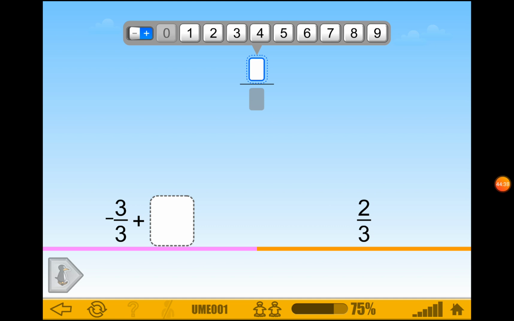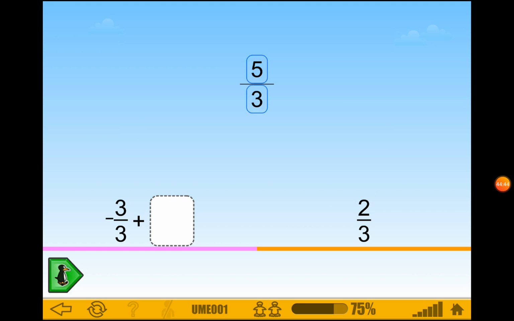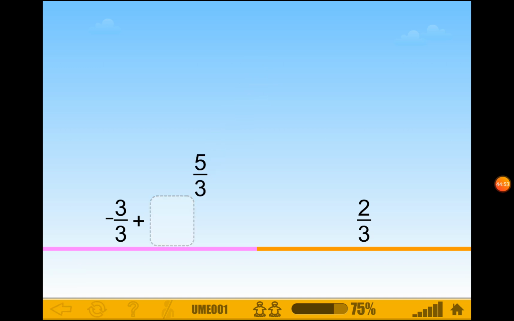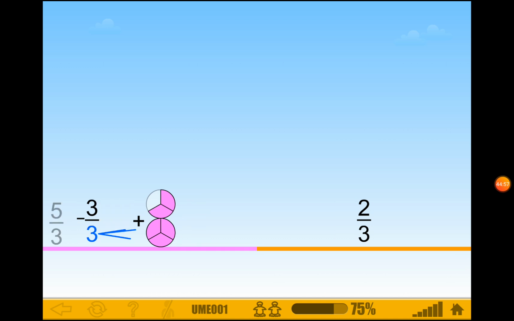So then this is negative 3 over 3 plus blank equals 2 over 3. So that would be 5 over 3, because negative 3 plus 5 is 2. And then the 3 stays the same for the denominator, so that would be 2/3. Yep. I think there's one more question after this, and then I'm done.